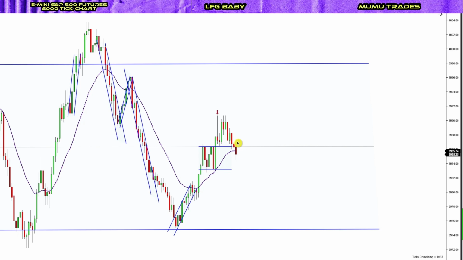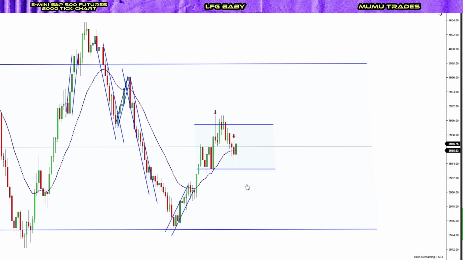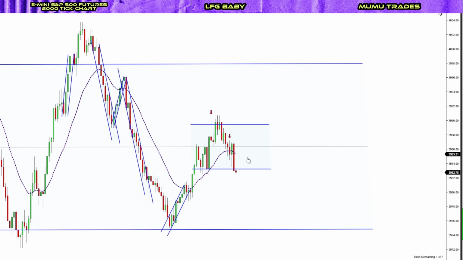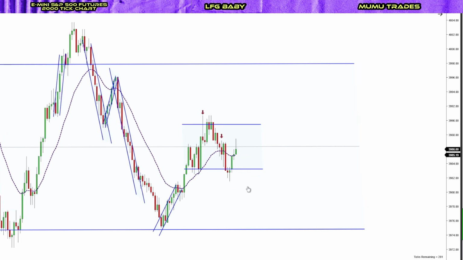And honestly, I like that as a short as well, because this could be an even larger range, something like this, and we'd be looking to get to the lows. So let's see if that would have worked out. And it would have. But once again, this bar faked all the shorts out before eventually getting to the lows of this potential trading range. And now let's see what happens.